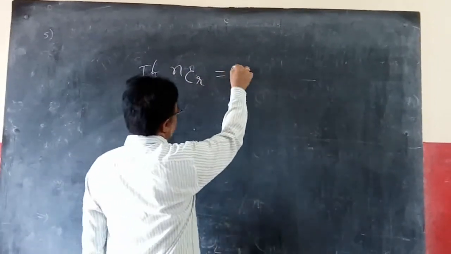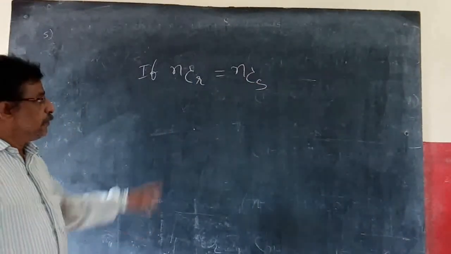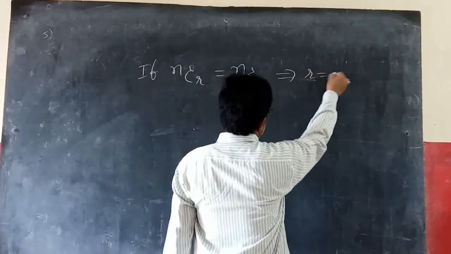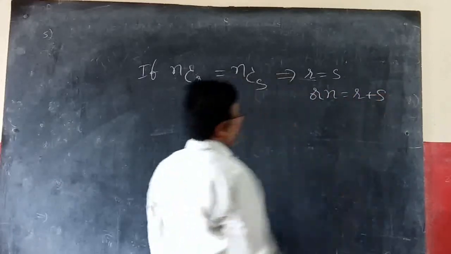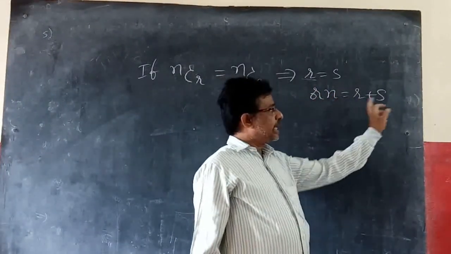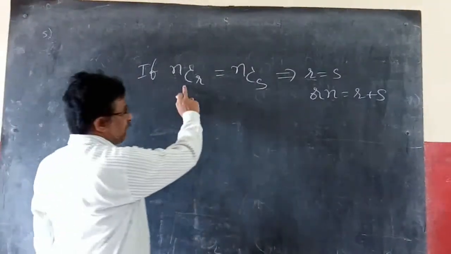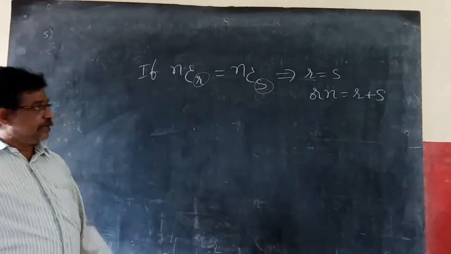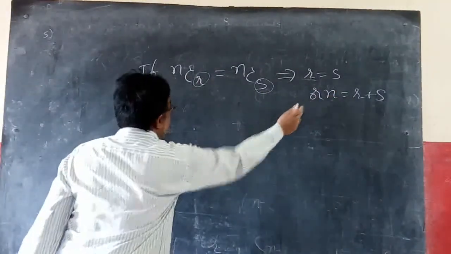If nCr equal to nCs, this implies either r equal to s or n equal to r plus s. We will prove this. Simple. First of all, nCr equal to nCs means if these two are equal, then nCr and nCs are one and the same, so r equal to s. Hence proved.